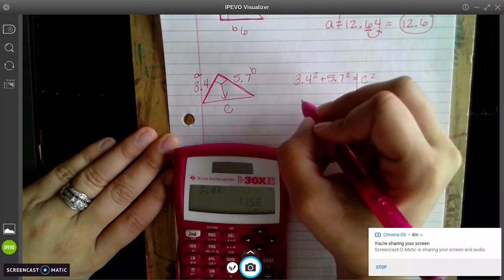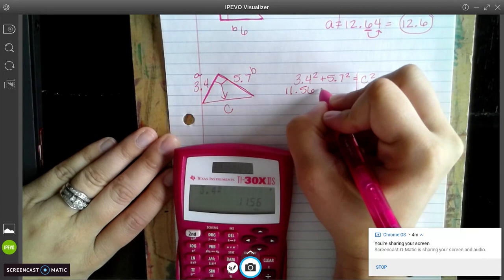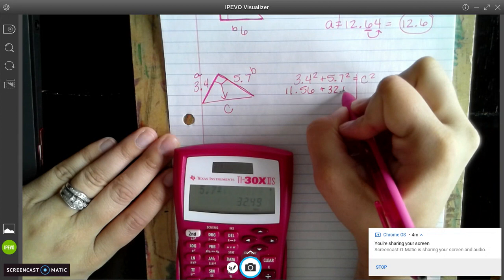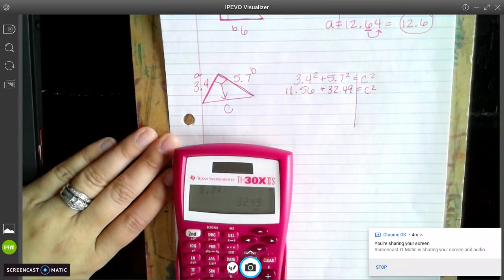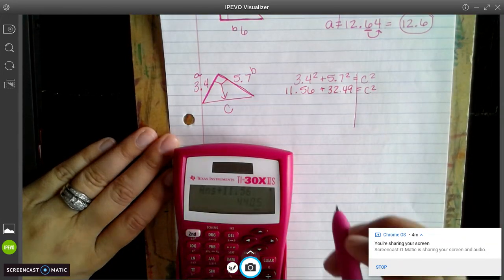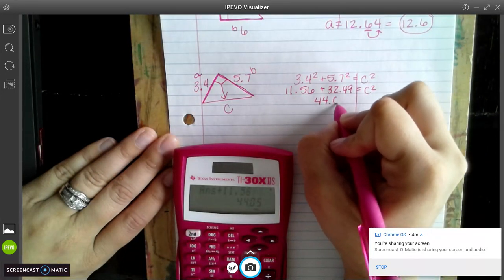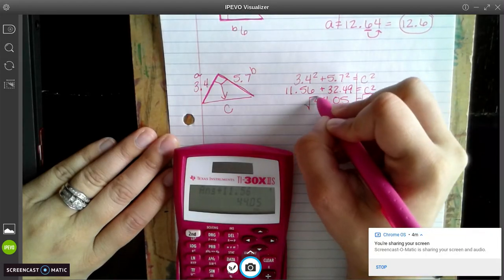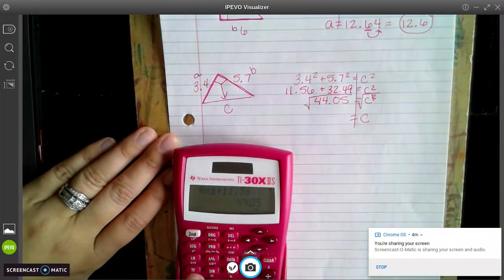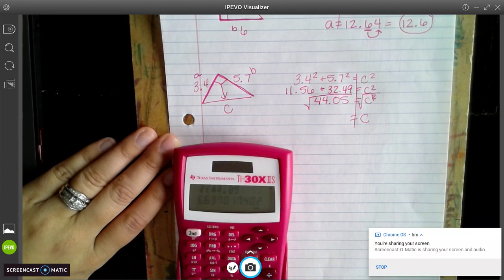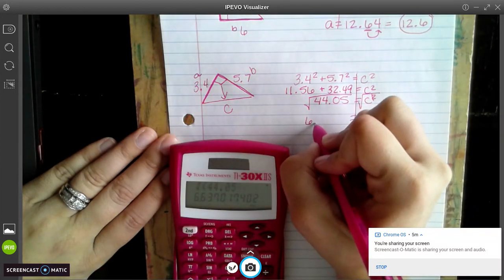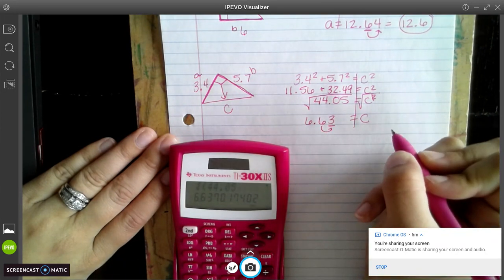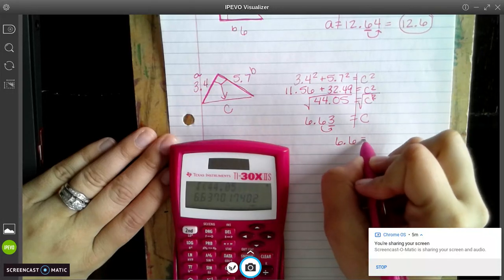3.4 squared, we get 11.56. 5.7 squared, we get 32.49. Add those 2 together, we get 44.05 is equal to C squared. Have to square root both sides to get C by itself. So on this one, we get 6.63. That 3 tells me to keep my 6 the same, so we get 6.6.